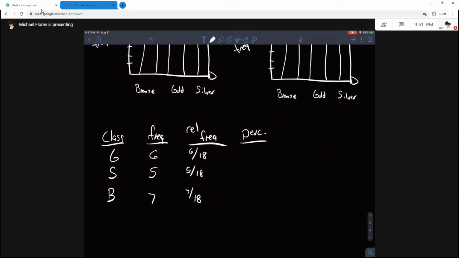6 over 18 times 100. This gives me 33.3%. 5 over 18 times 100 gives me 27.7%, 0.8 if I rounded correctly. And then 7 divided by 18. Oops, I did that wrong. 7 divided by 18 gives me 38.8%. And again, that'd be 0.9% if I rounded correctly, but I didn't. So this is about what we're working with.